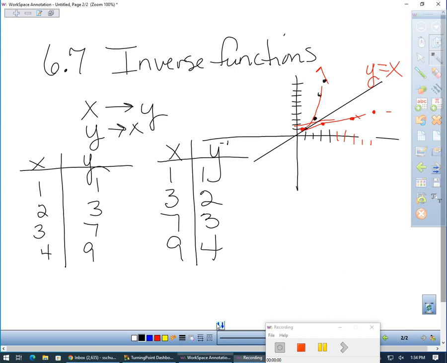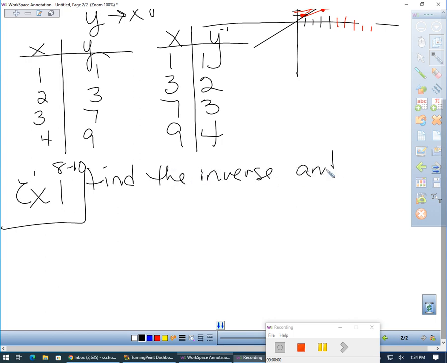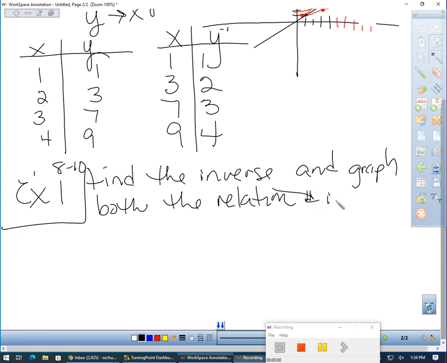So here is example number 1 today. Example 1. This will cover your 8 through 10. It says find the inverse and graph both the relation and inverse. So very close to what I just did up there, right?